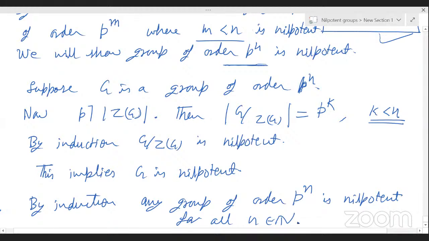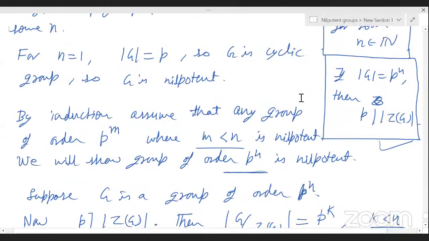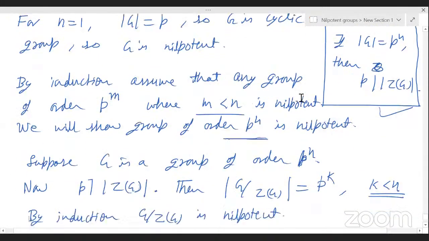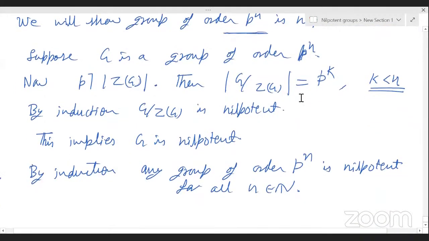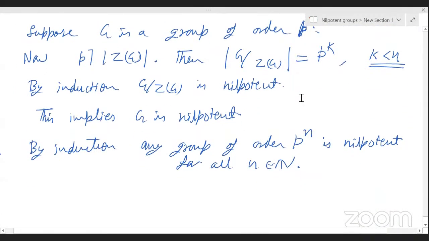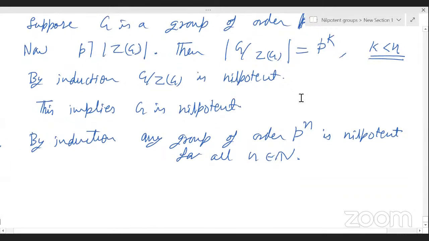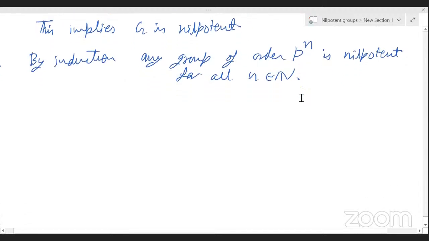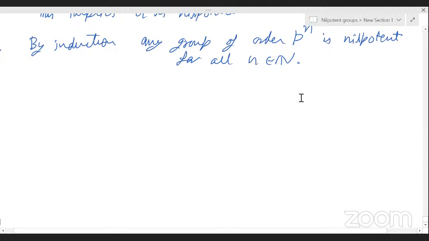Okay, I hope there is no problem in understanding this proof. We have used induction to prove it. For n equal to 1, first we show the order of the group is p, so it is nilpotent. Then we assume that any group of order p to the power m, where m is less than n, is nilpotent, and then we have shown that a group of order p to the power n is nilpotent. So any group of order p to the power n for any n in the set of natural numbers is nilpotent. So we may say that a p-group is nilpotent. A finite p-group is nilpotent.